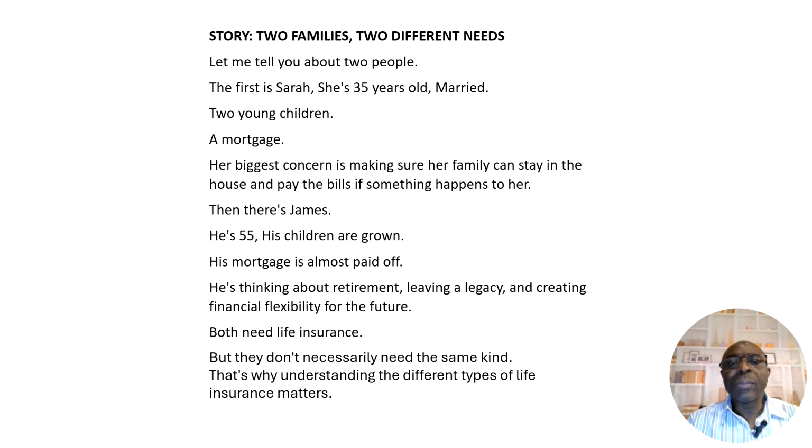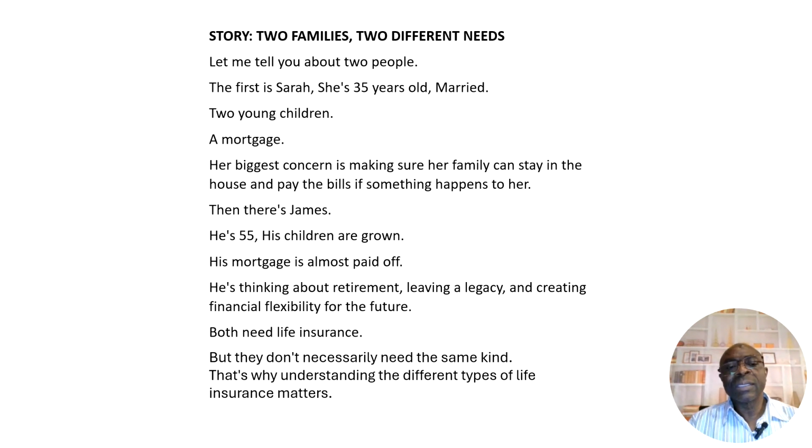Two families, two different needs. And I'm going to tell you a story. Now, let me tell you about two people. The first is Sarah. She's 35 years old. She's married, with two young children. She has a mortgage. Her biggest concern is making sure her family can stay in the house and pay the bills if something happens to her.